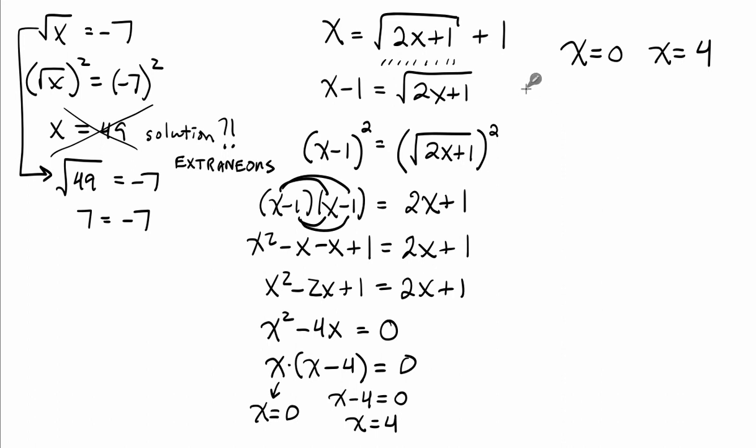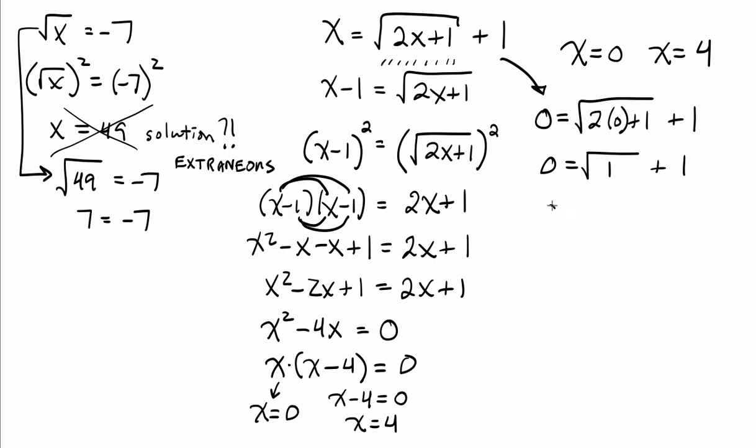So let's try 0 first. Taking the original equation, substituting x equals 0 in, on the left we get 0. Substituting on the right-hand side, 0 equals square root of 2 times 0 plus 1, plus 1. 2 times 0 plus 1 is 1, plus 1. The square root of 1 is 1, plus 1, and it's obvious that 0 does not equal 2. So that answer, which looked like it might work, but which will not, x equals 0, is an extraneous solution.